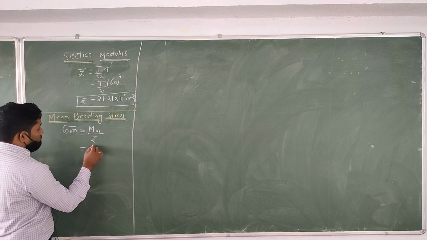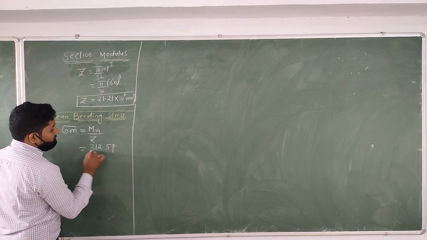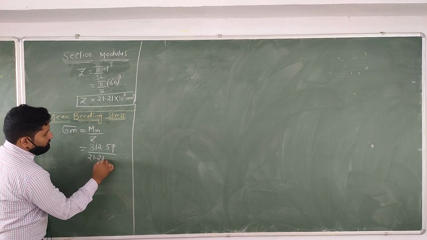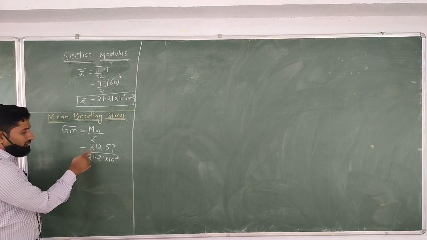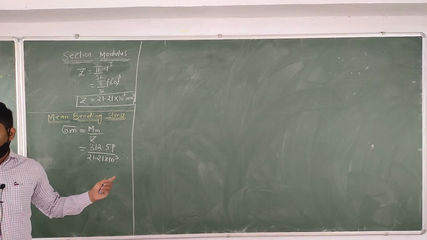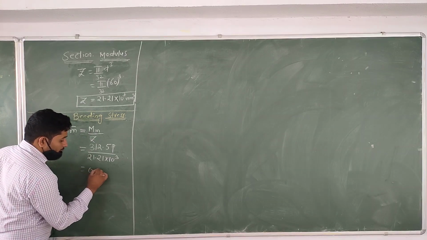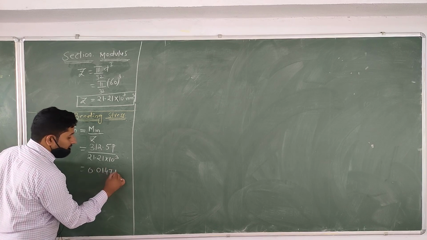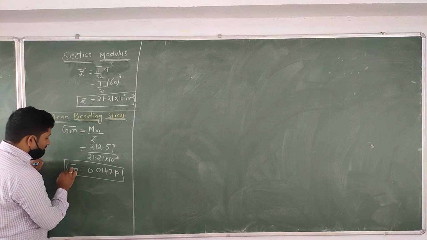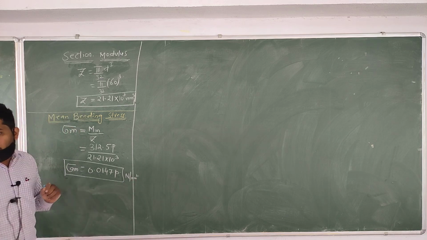312.5 P by section modulus value, which is 21.21 into 10 power of 3. If you divide 312.5 by 21.21 into 10 power of 3, then you will get the answer 0.0147 P. That is the value of the mean bending stress. So what will be the unit? The unit is Newton per mm square. Okay, Newton per millimeter square.